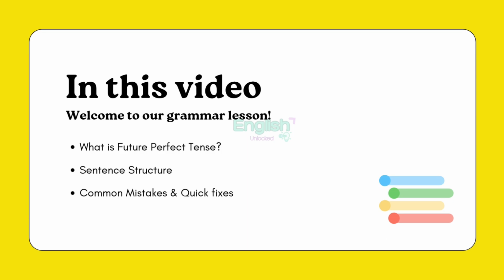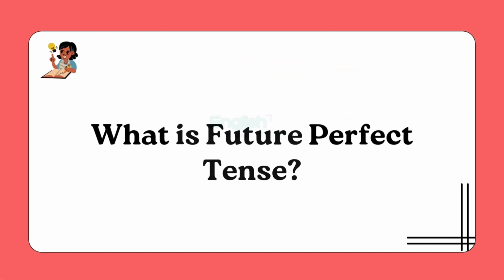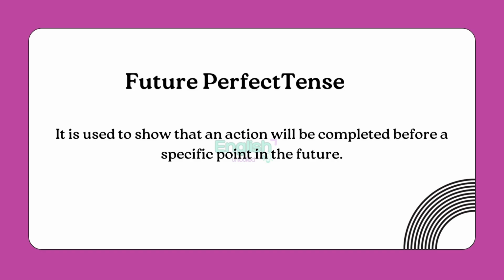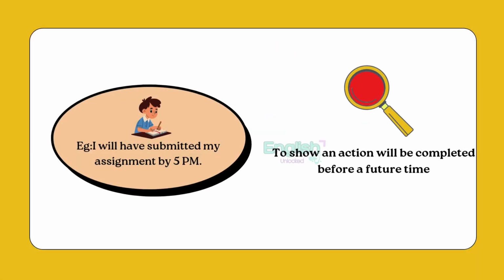So in this video, we will describe what the future perfect tense is, its structure and everything. Let's begin. What is future perfect? It is used to show that an action will be completed before a specific point in the future. Let's see when we use it. We use it to show an action will be completed before a future time.